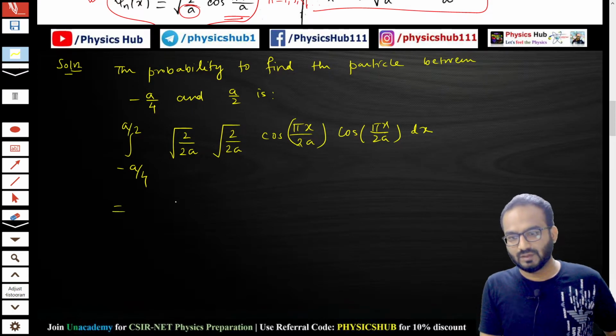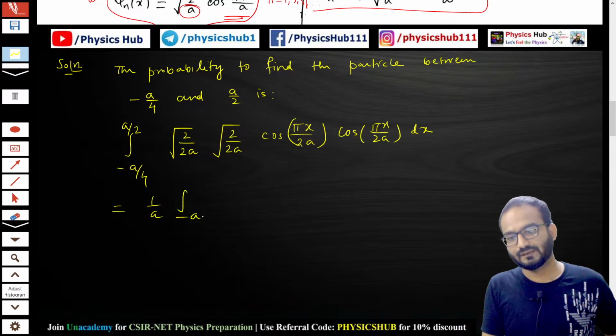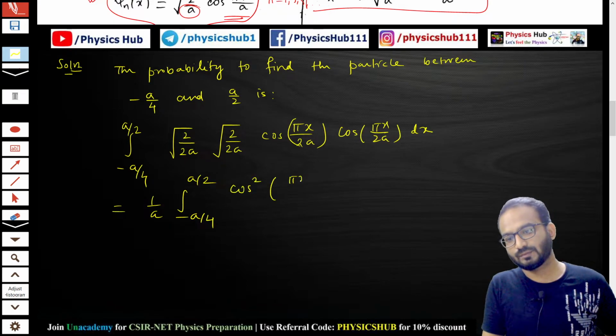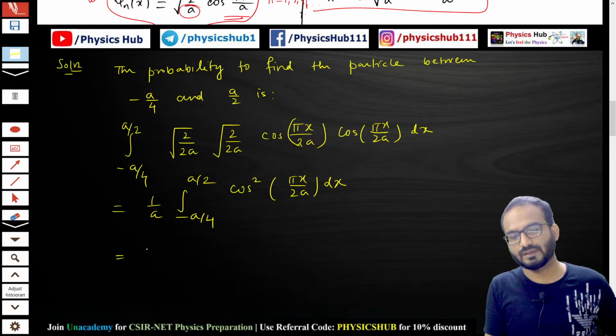Okay, so 2 by 2 is 1 by a root over, so whole square 1 by a, minus a by 4 to plus a by 2. This one is giving you cos square of pi x upon 2a into dx. So we can just multiply with 2 and divide by 2, and it will produce 1 by 2a. So it is giving you, minus a by 4 to plus a by 2.